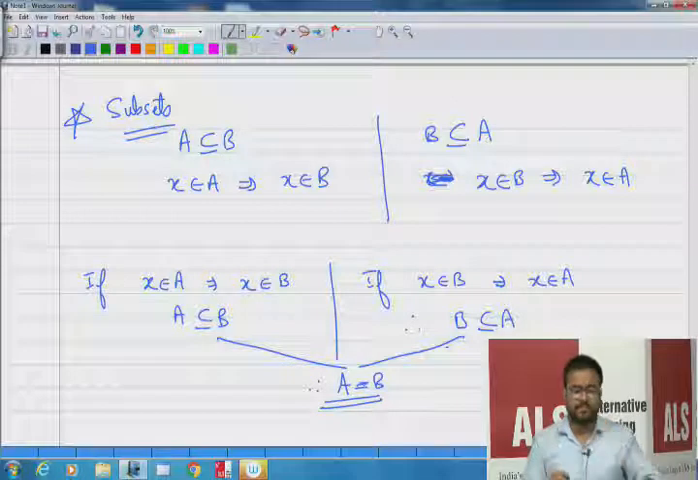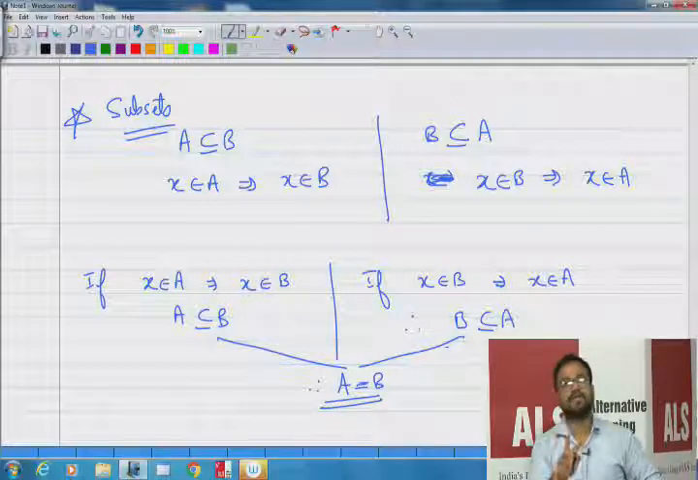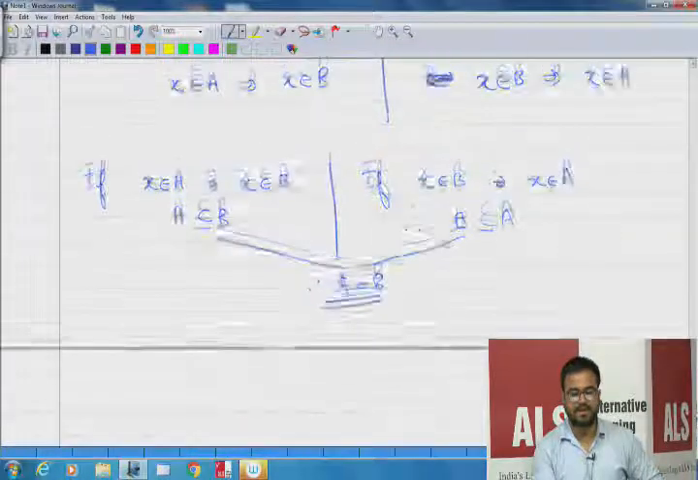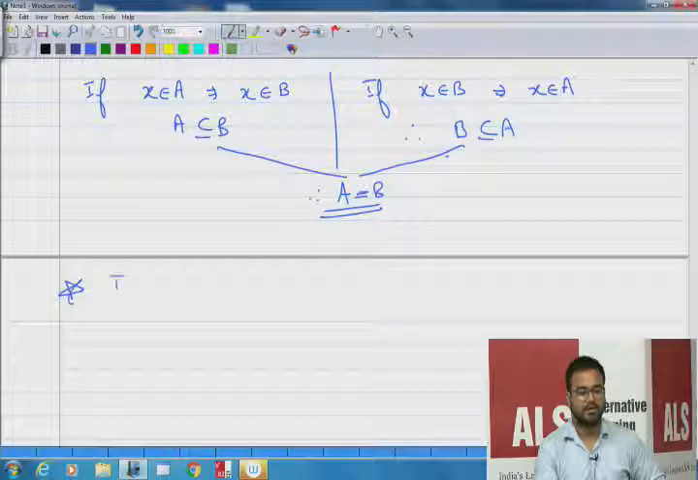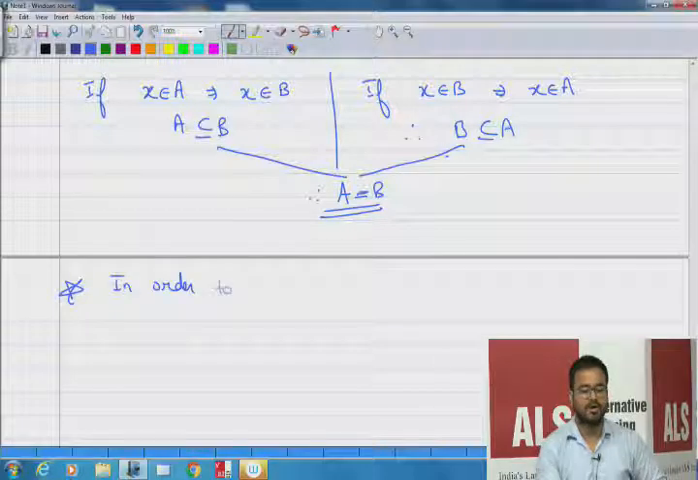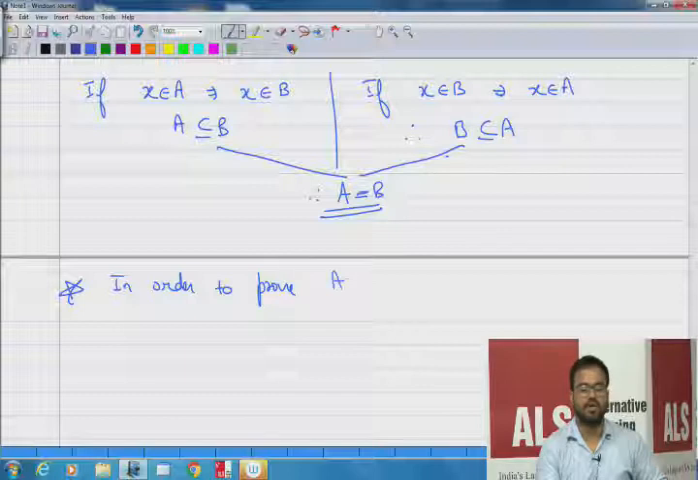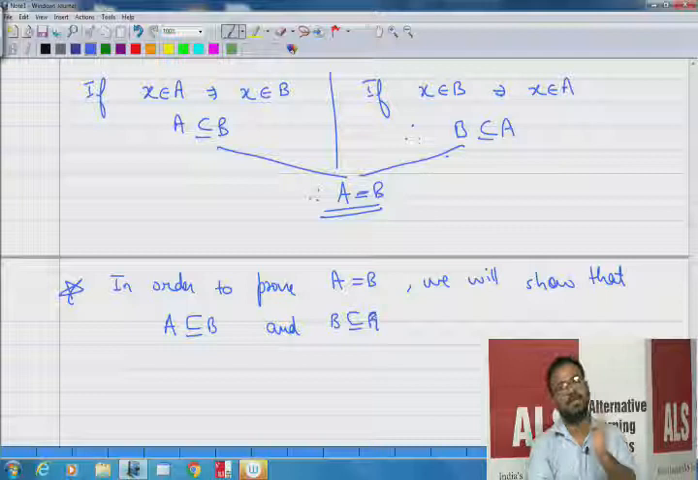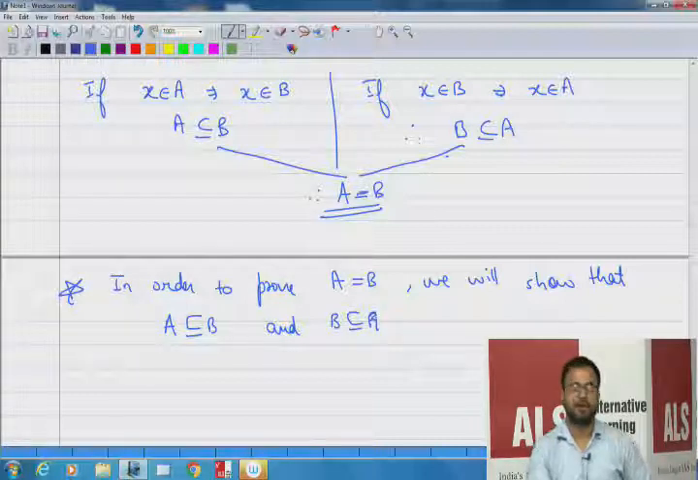So in order to prove that two sets are equal, just note down this statement, this is very important in proving questions. In order to prove A is equal to B, we will show that A is a subset of B and B is a subset of A. If we can show that A is a subset of B and B is a subset of A, then we can say that set A and set B both are equal.